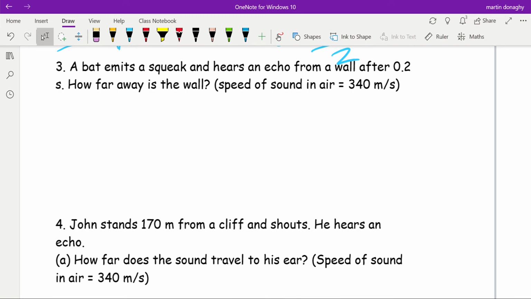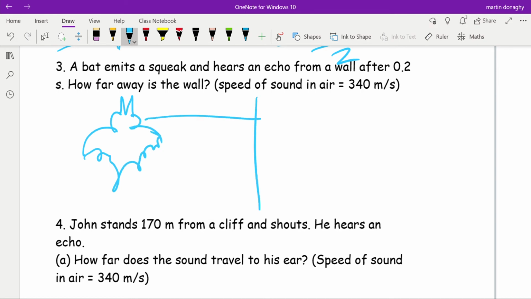Next one. A bat emits a squeak and hears an echo from a wall after 0.2 seconds. How far away is the wall? So this is like bats seeing in the dark. They don't actually see in the dark, they hear in the dark. So we have our bat. There's our bat. It emits a click. Sound travels to the wall, back again. Time of 0.2 seconds. Speed is 340 meters per second. We want to know how far away the wall is.